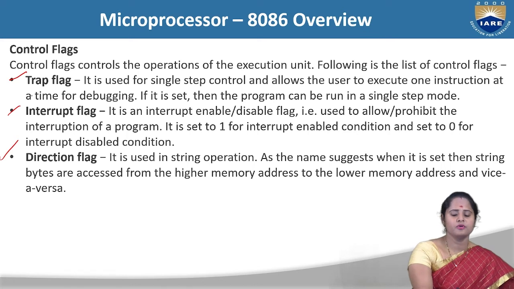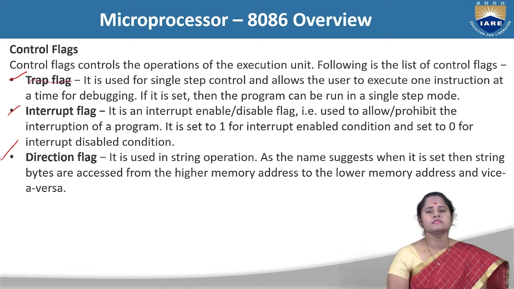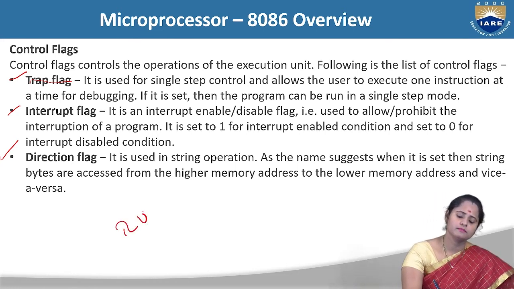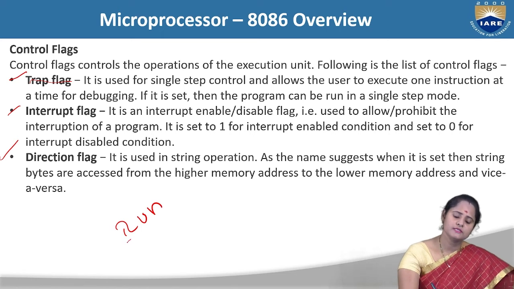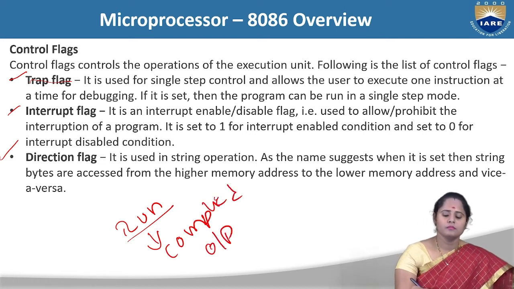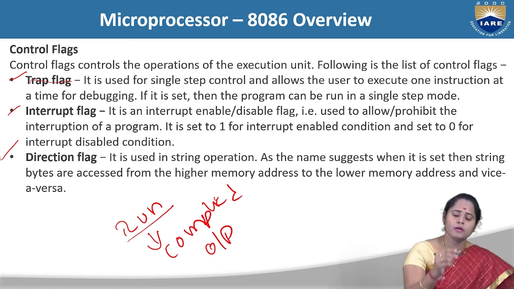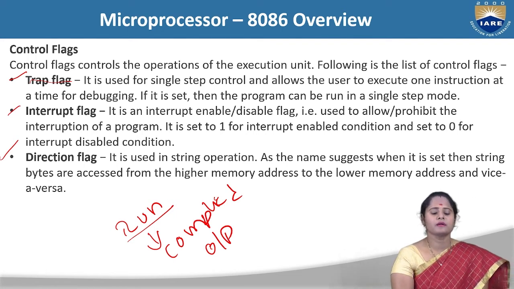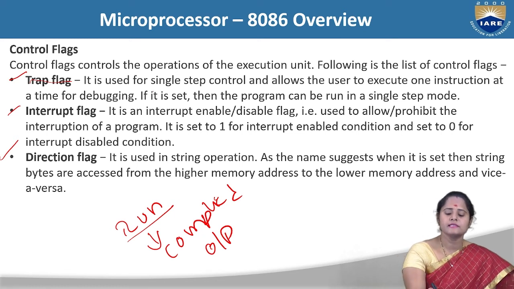So here, what is a trap? A trap is nothing but a single step execution. Whenever you are executing any program in the memory location via software, you have a direct option like run. Run indicates compiling, and whenever you click on it, you get the direct result output. Whenever you are taking this trap flag, that is nothing but the single step execution.